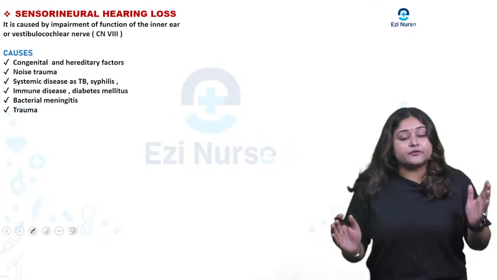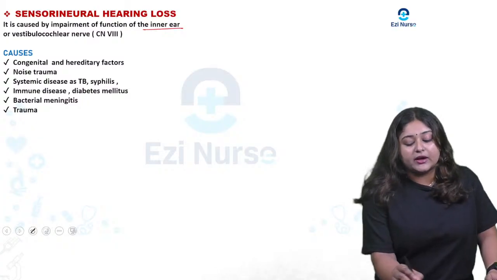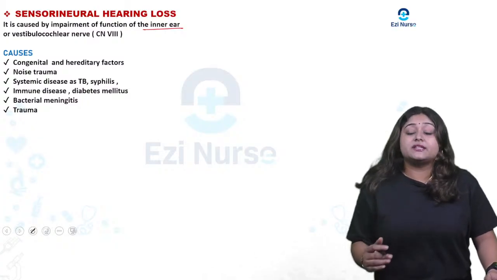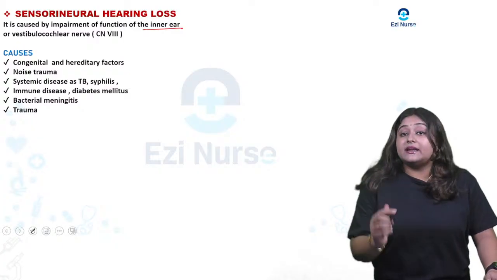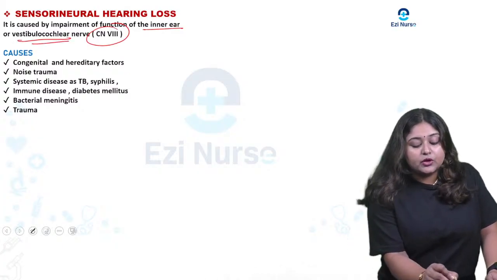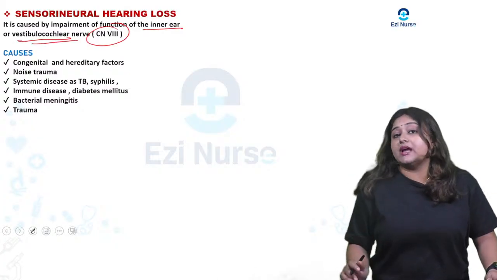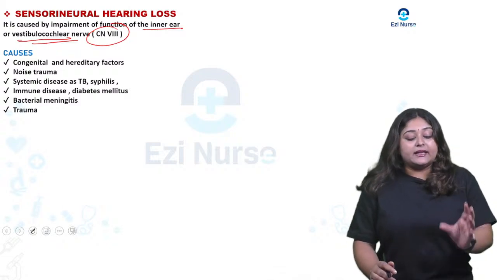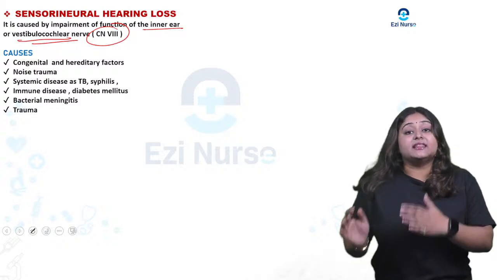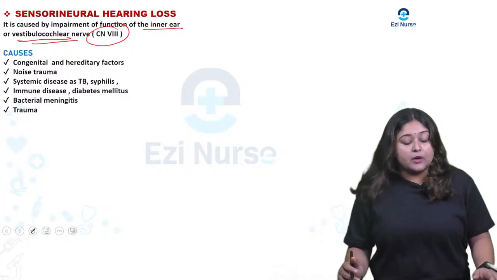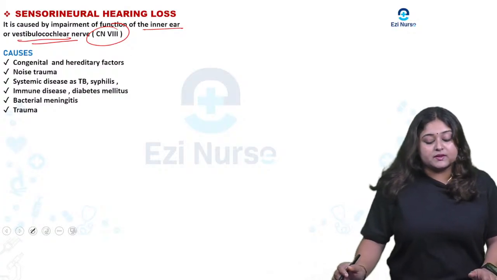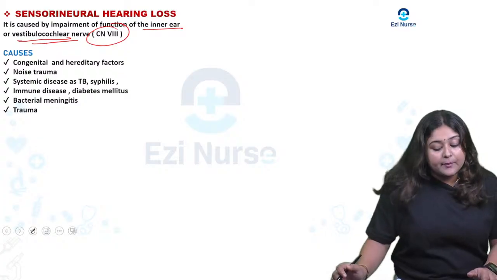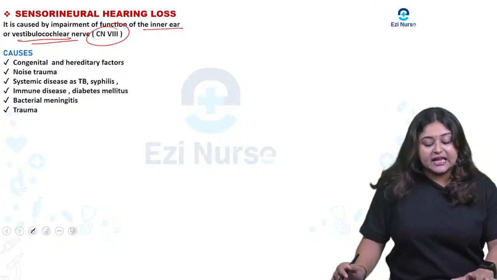Okay, next one is sensorineural hearing loss. This is caused by impairment of the functions of the inner ear or the vestibulocochlear nerve, which means cranial nerve 8. The vestibulocochlear nerve is also known as cranial nerve eight. And next are the causes: congenital and hereditary factors, noise, trauma, systemic diseases like tuberculosis, syphilis, immune disease, diabetes mellitus, bacterial meningitis, and trauma.